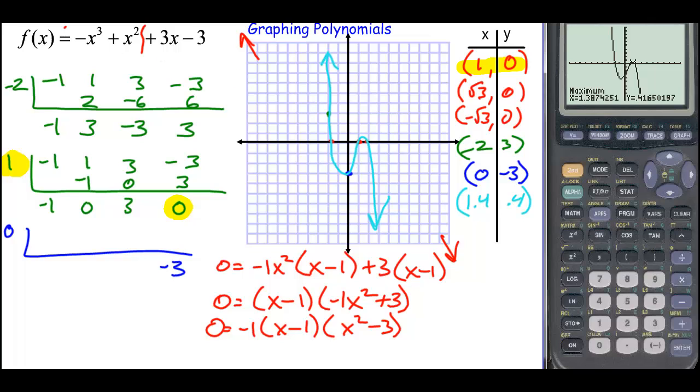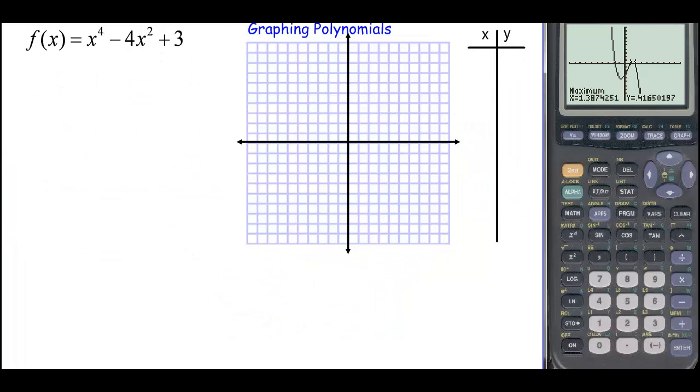Okay. Let's take a look at one more example, which is x to the 4th power. Here we have an even exponent. Notice the leading coefficient, 1, is positive. So we know that our end behavior is going to go up in the same direction on both ends.